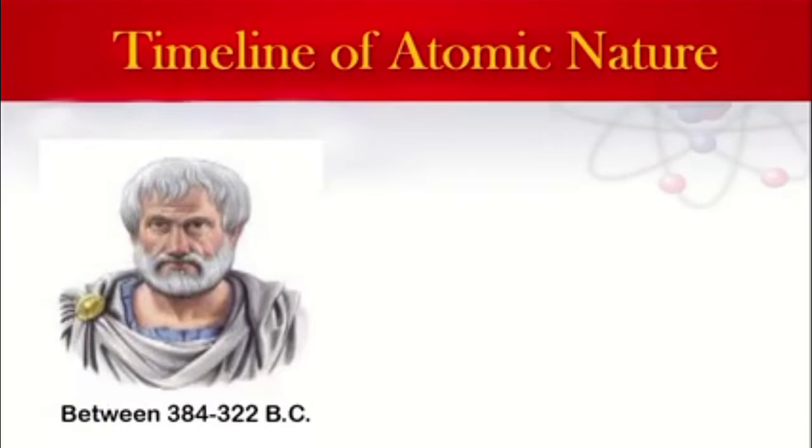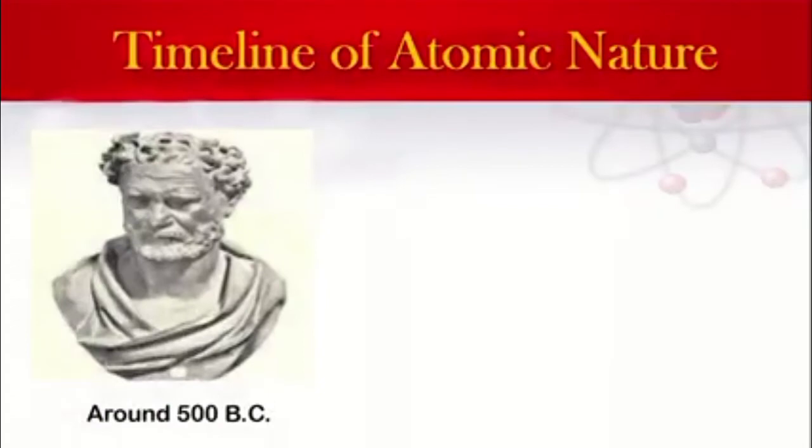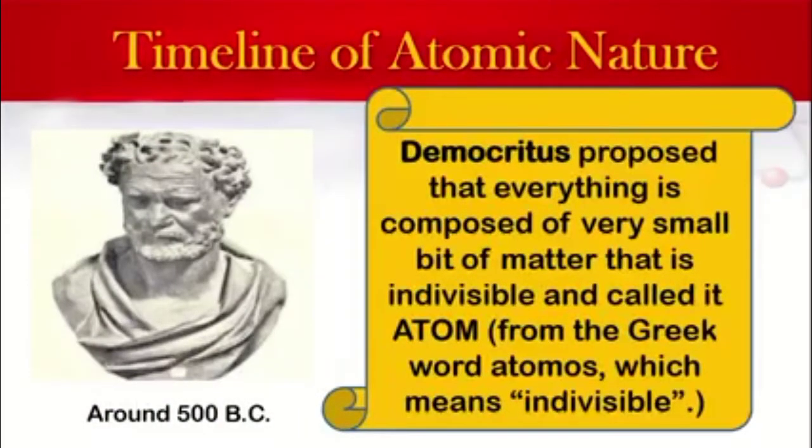Between 384 to 322 BC, Aristotle proposed that all substances are composed of 4 elements: air, earth, fire, and water in different proportions. Around 500 BC, Democritus proposed that everything is composed of very small bit of matter that is indivisible and called it atom, from the Greek word atomos, which means indivisible.